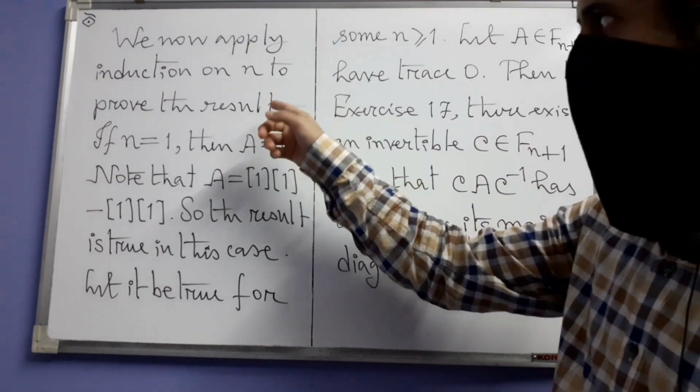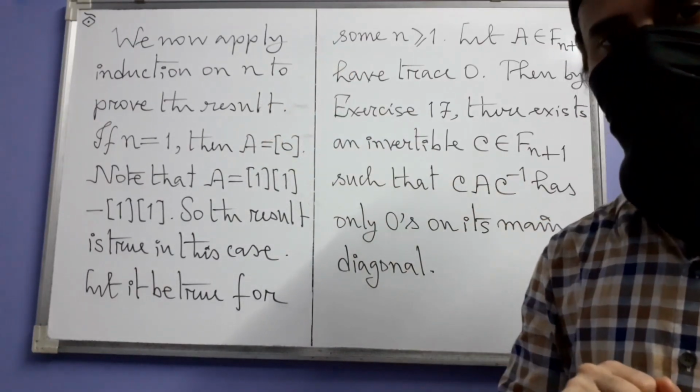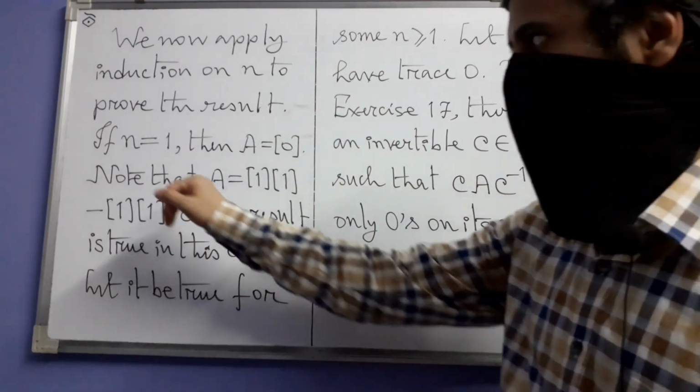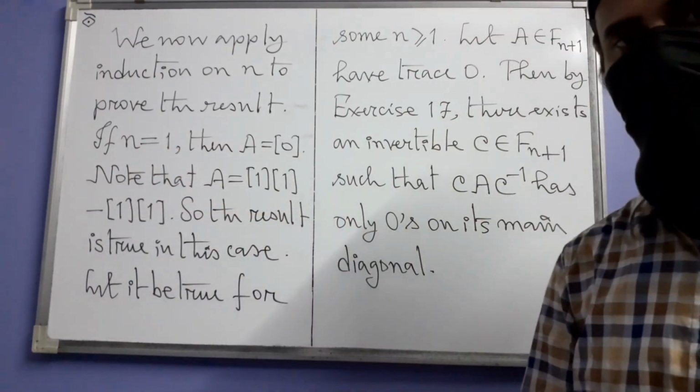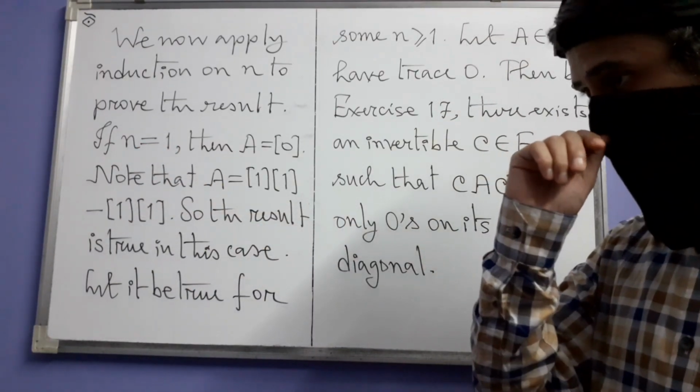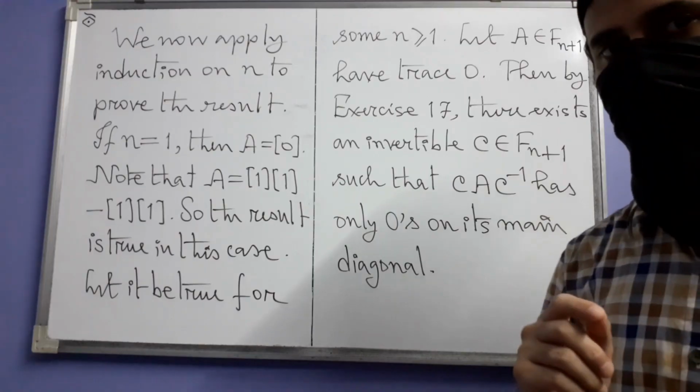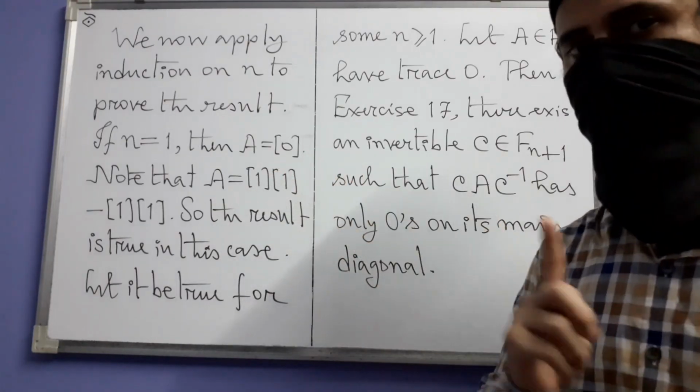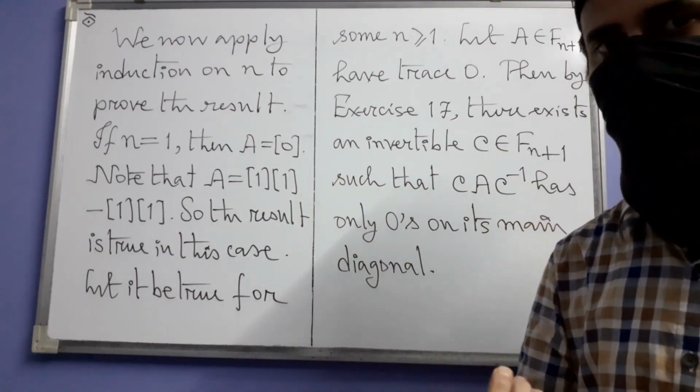We are going to apply induction on n to prove that result. Let us first consider the base case where n is equal to 1. What can we say about the matrix A in this case? A is a 1 by 1 matrix whose trace is 0.